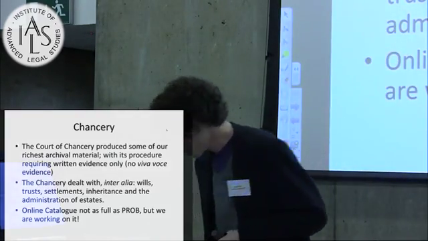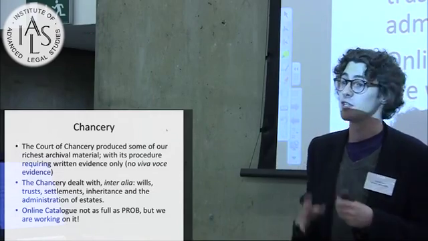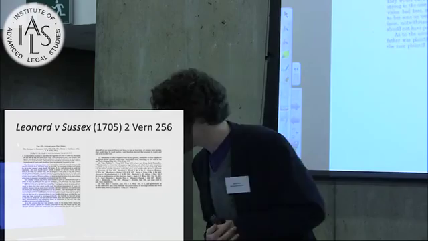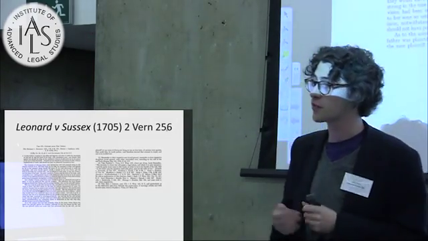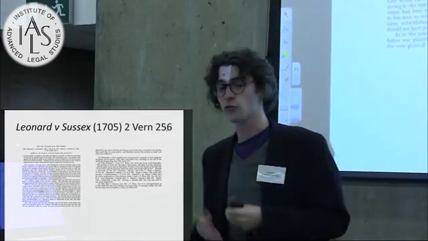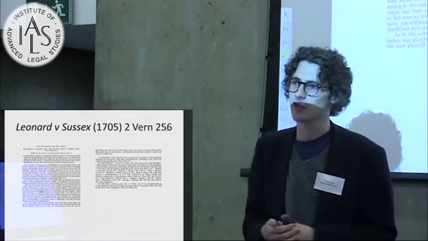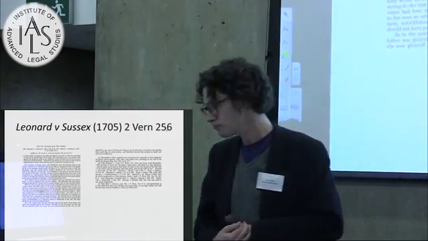So, the first example of Elizabeth Booth I got just randomly, just as part of another project. This one is called Leonard and Sussex, which is reported in the second volume of Vernon's Reports. So it's a reported case, but you'll see that the report's quite short. This is typical of 18th, early 19th century reports, in that they may be 1 page, half a page, a paragraph.